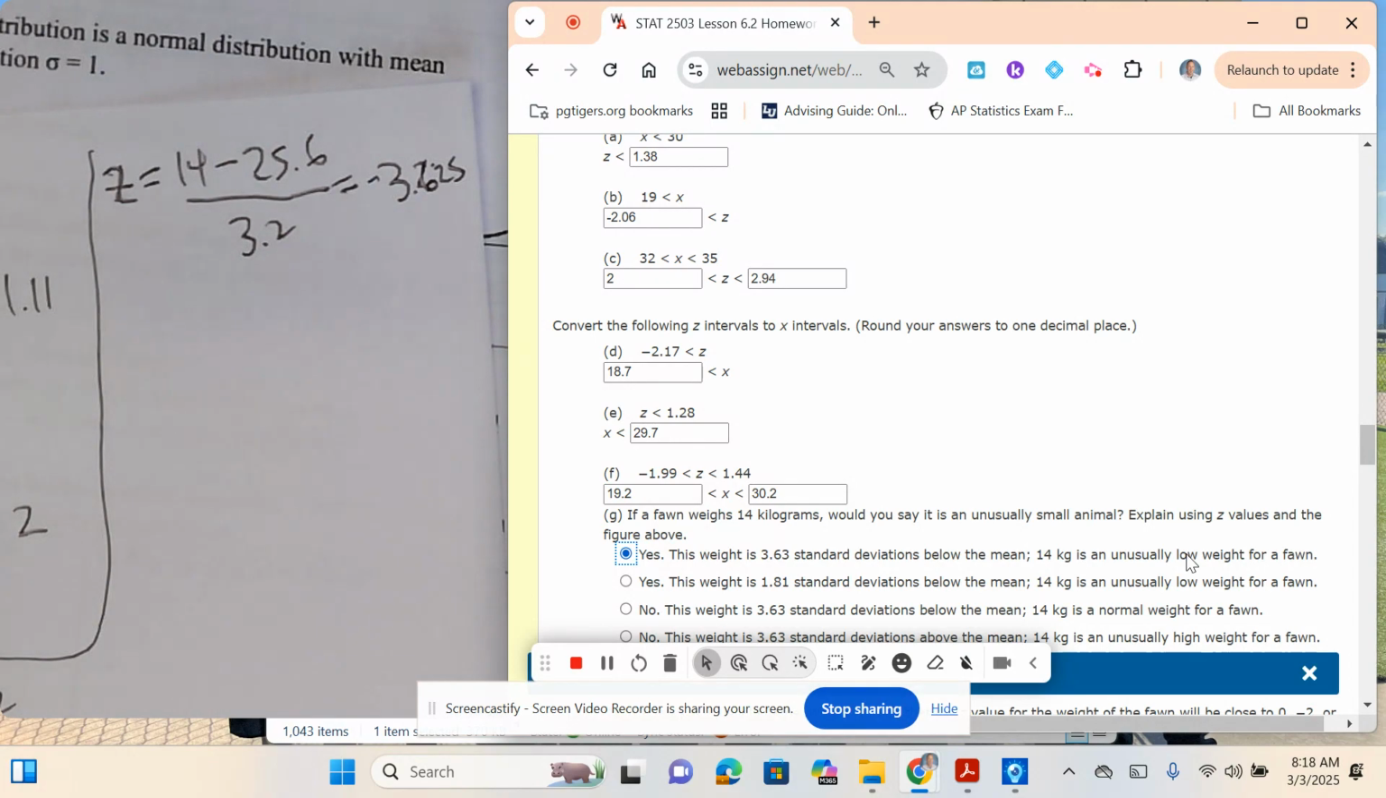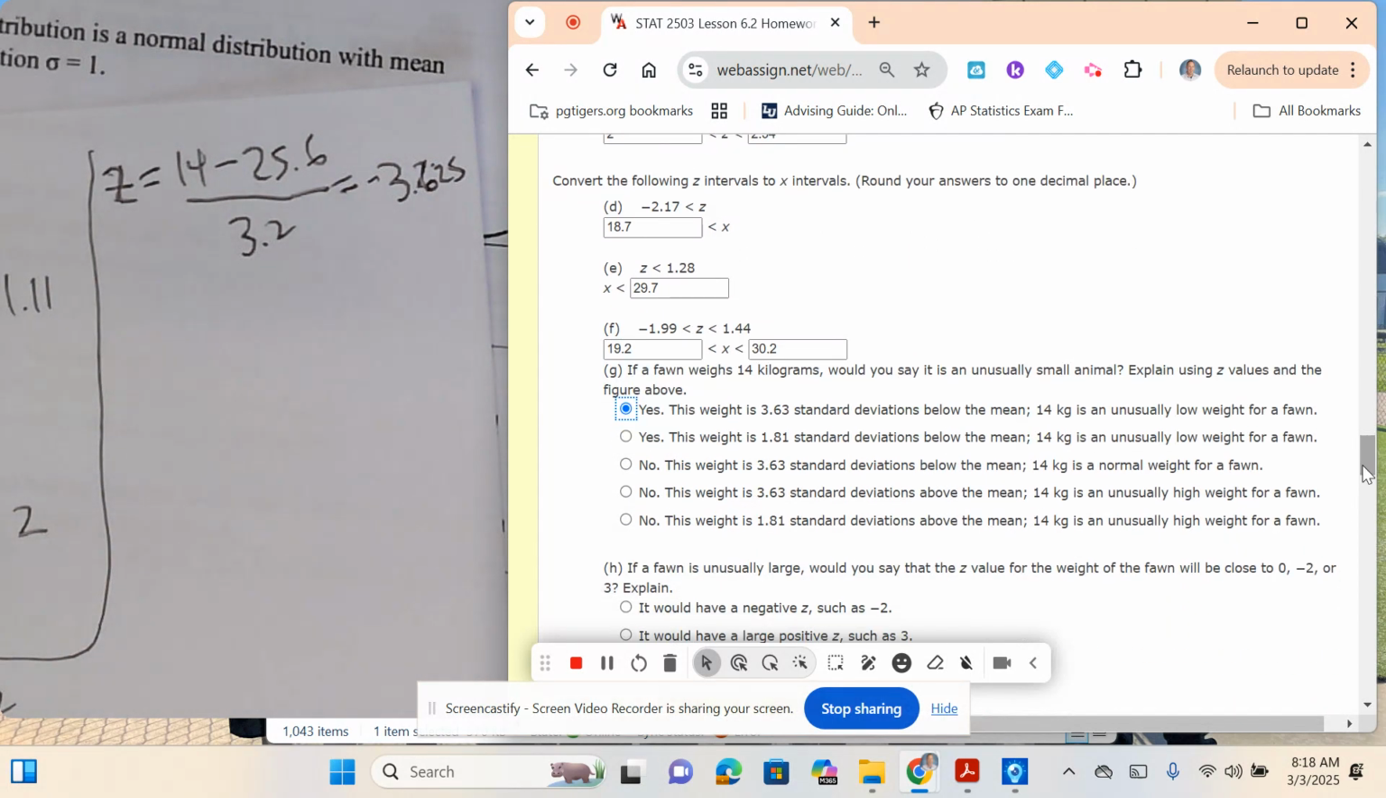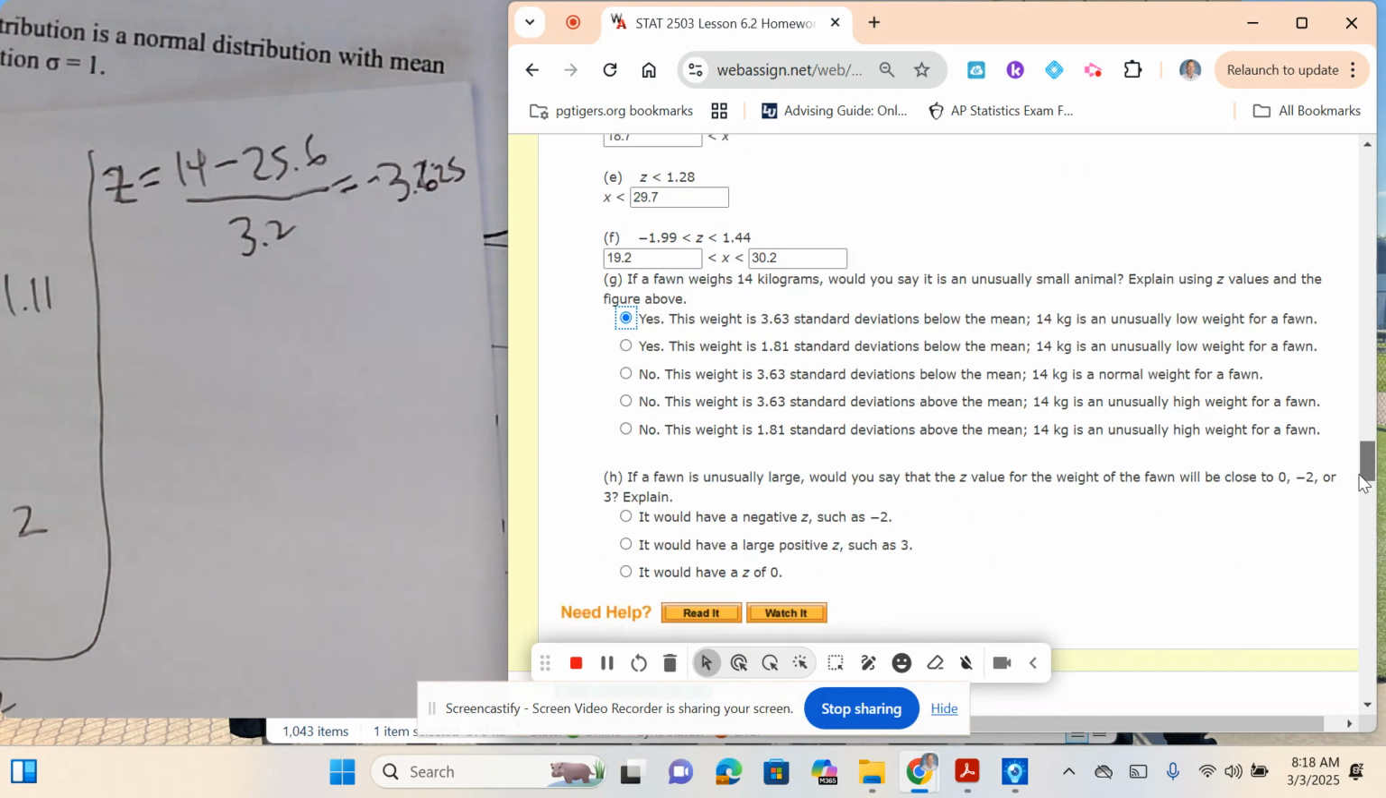Some people say more than 2 standard deviations below is unusually low. Some books say more than 3. So it kind of depends on the book, but 3 is very unusual. Some books say 2 is unusual.